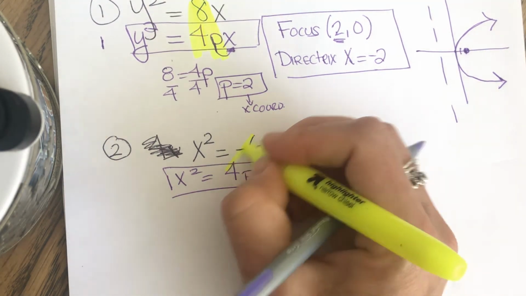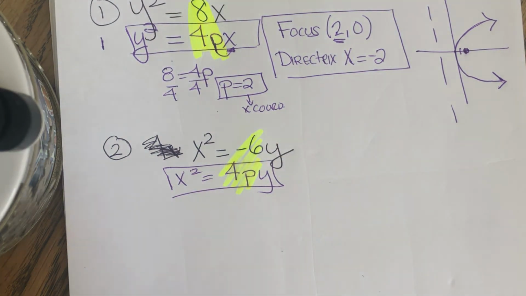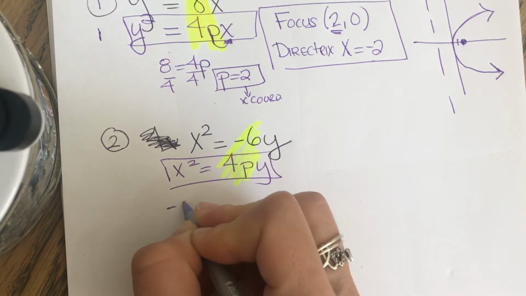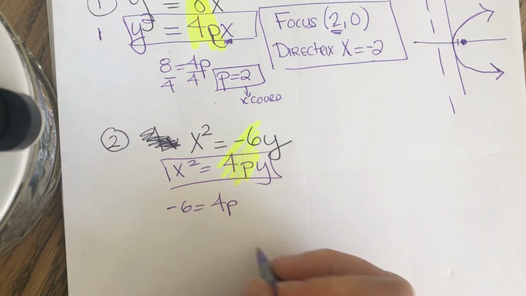All right, now it's okay, we can get fractions. Let's start solving. So we take -6 equals 4p to find the p.